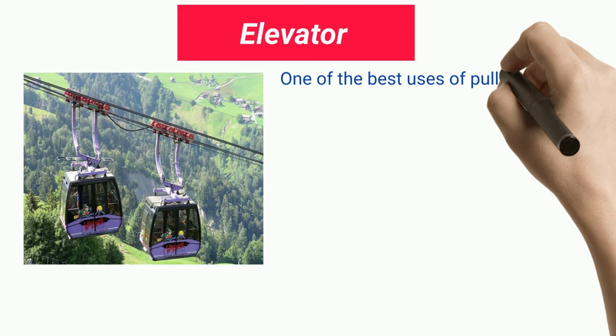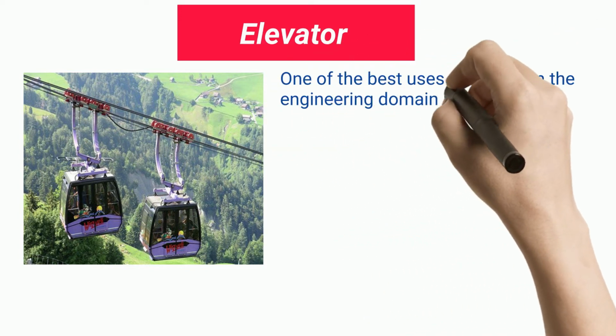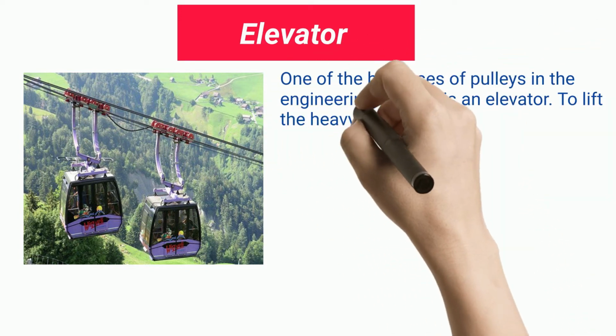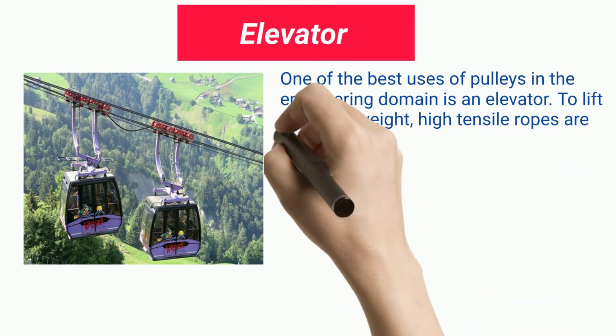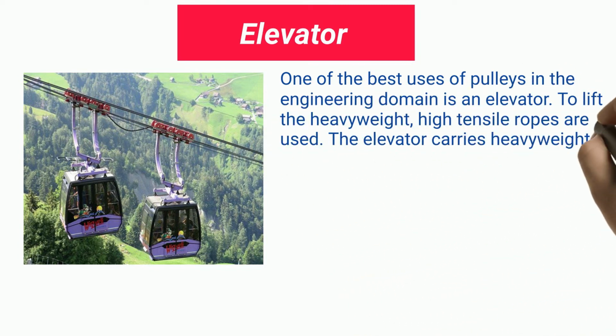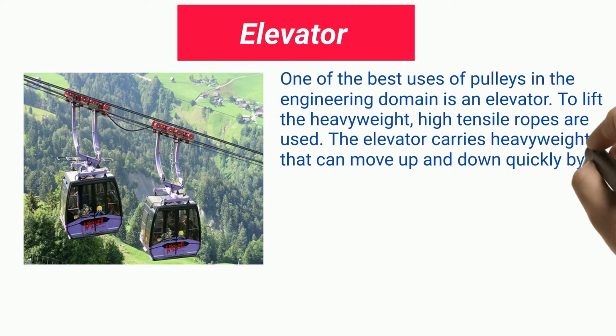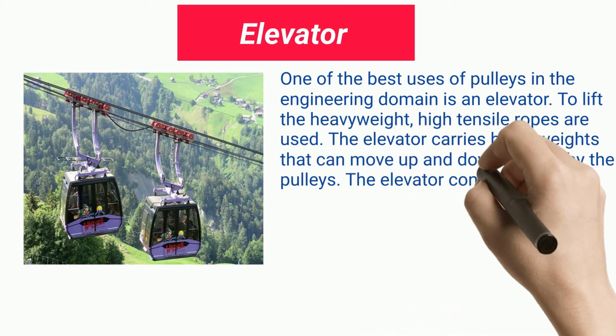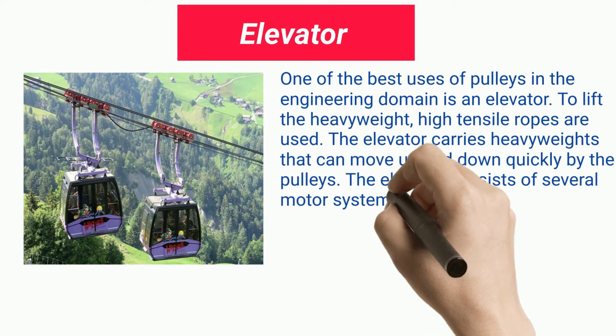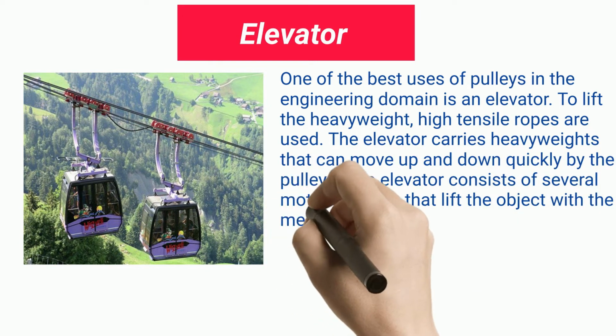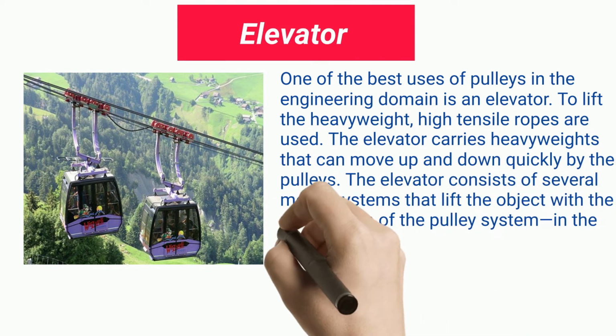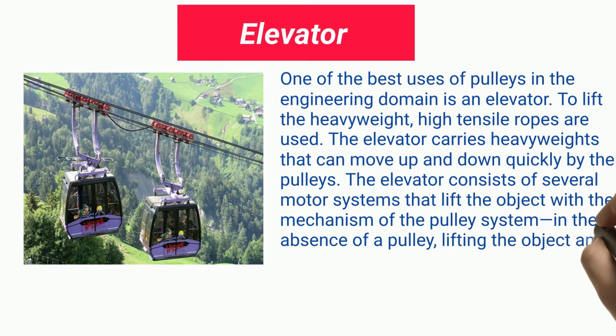Elevator. One of the best uses of pulleys in the engineering domain is an elevator. To lift the heavyweight, high-tensile ropes are used. The elevator carries heavy weights that can move up and down quickly by the pulleys. The elevator consists of several motor systems that lift the object with the mechanism of the pulley system. In the absence of a pulley, lifting the object and moving becomes a bit complicated.